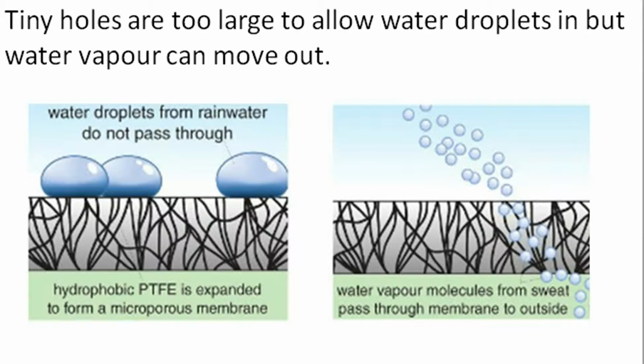So I'm talking about vapor, I'm talking about steam, sweat that's in the water vapor form. So the water molecules can leave through these tiny pores, but the very large drops could never get through in. So this makes Gore-Tex breathable and waterproof.